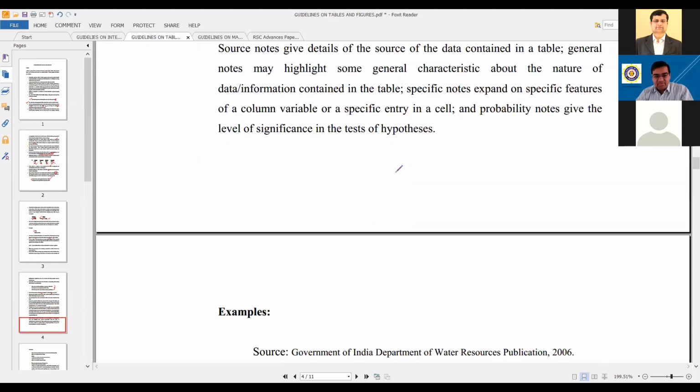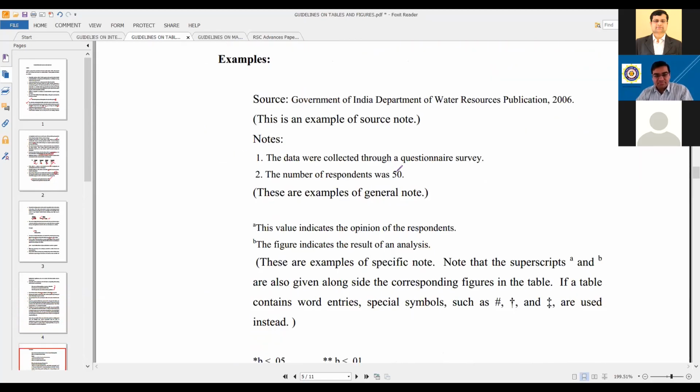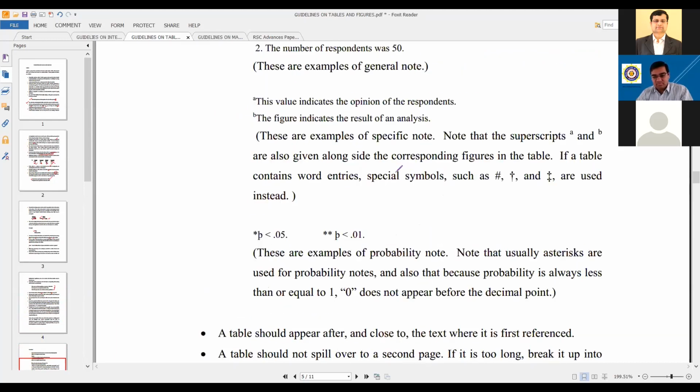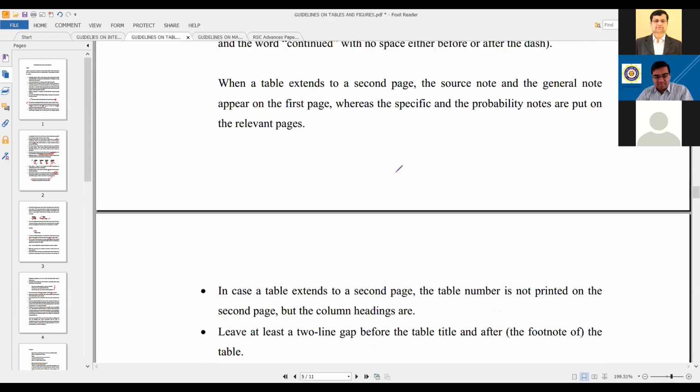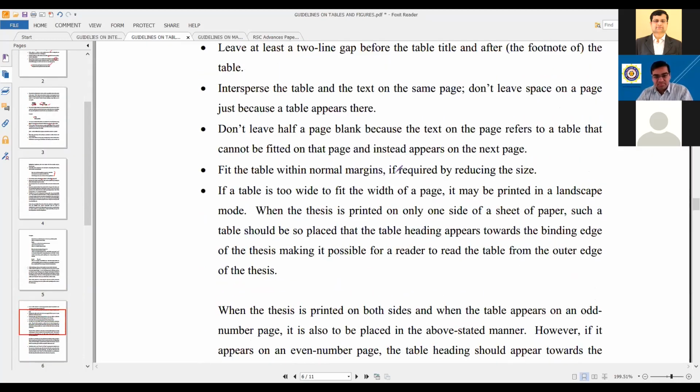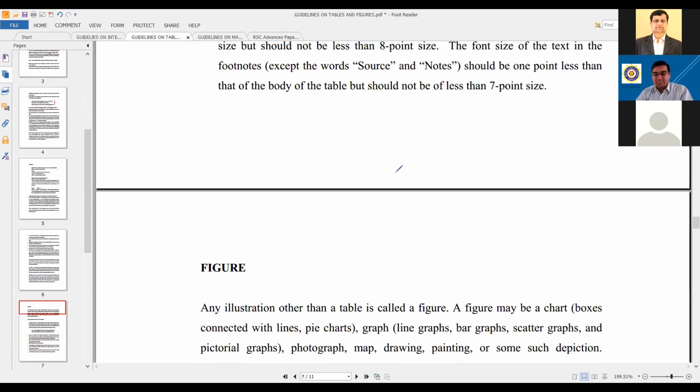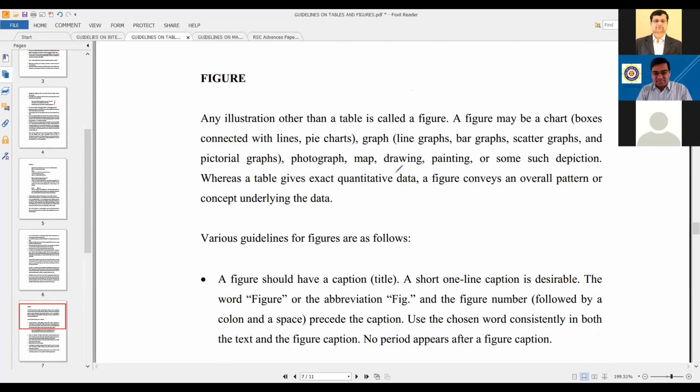I will skip a few points. I don't have much time left. Yeah, I will discuss figures.